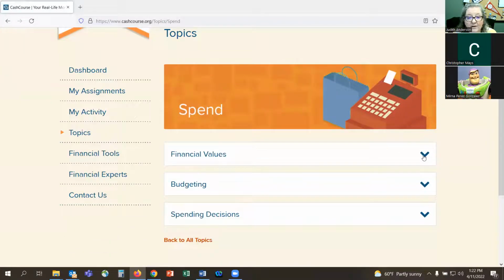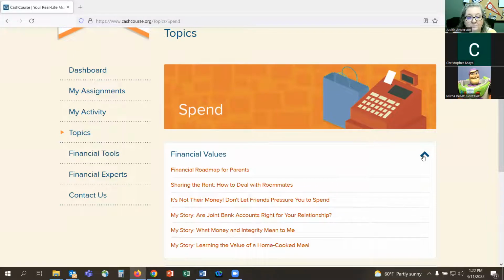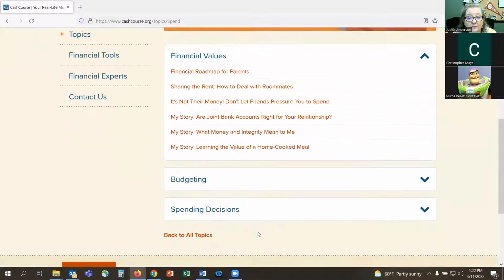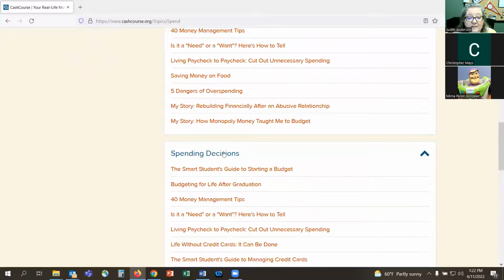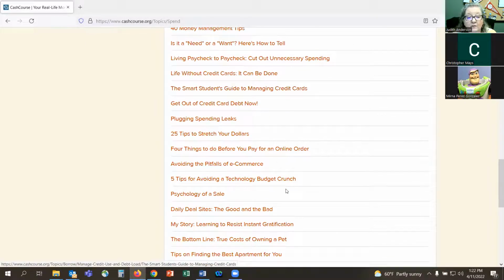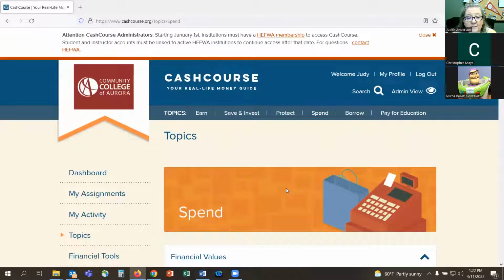So financial values, help for your parents, sharing rent. Don't let your friends pressure you to spend. It's not their money. Let's see what money and integrity mean. And then again, it goes into budgeting, spending decisions, lots of tips and things that you can learn about what it means to spend.